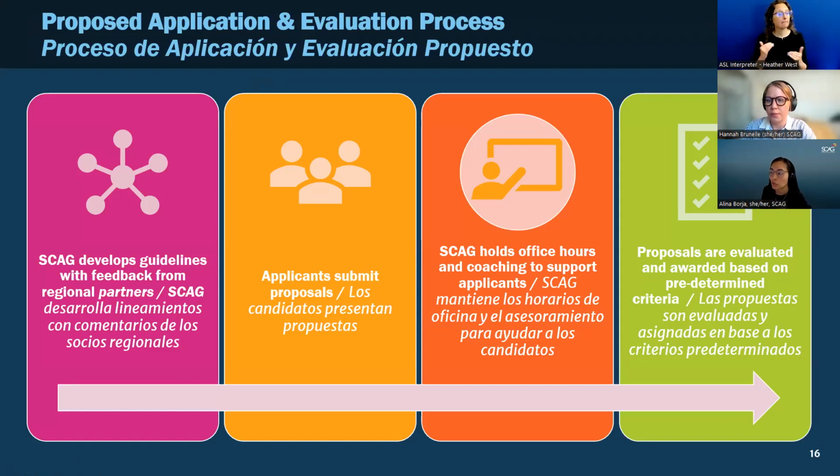And this slide shows the proposed application and evaluation process. We're currently in this first box, the pink one, where SCAG is developing the program guidelines with our regional partners to shape eligible projects and ensure alignment with community needs. Once the guidelines are released, applicants will be encouraged to submit proposals. To facilitate application development, SCAG staff will be available via office hours and hold webinars to assist with proposal development. Finally, proposals will be evaluated on a set of predetermined criteria, co-developed with SCAG staff and our other regional partners.